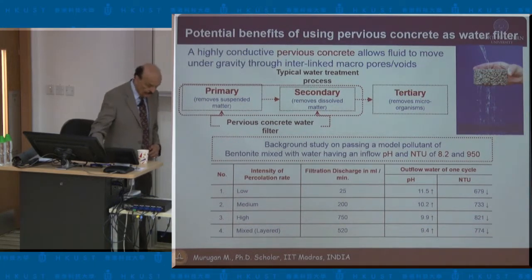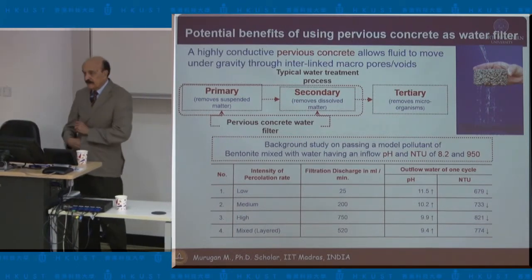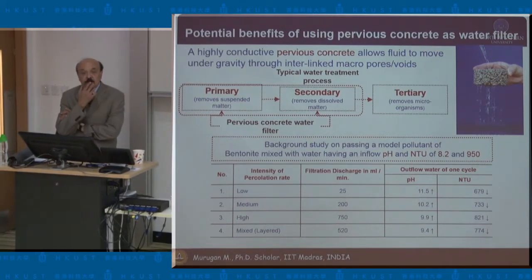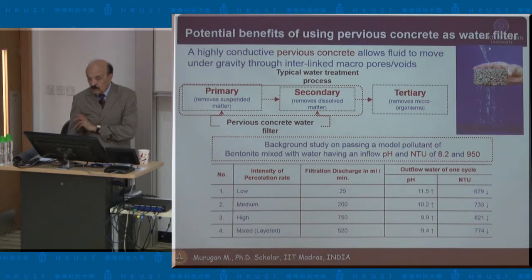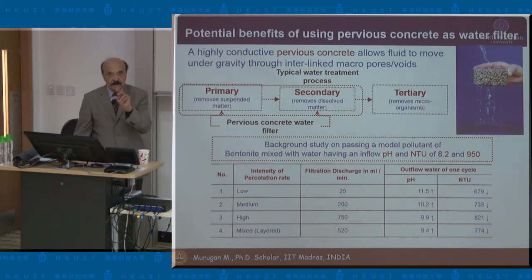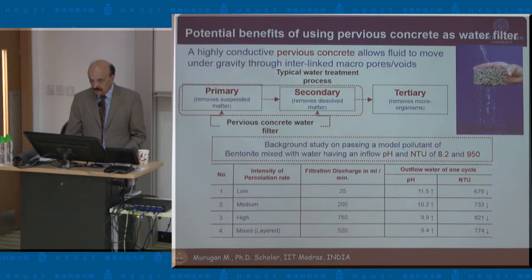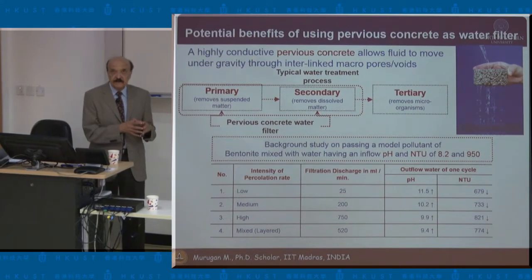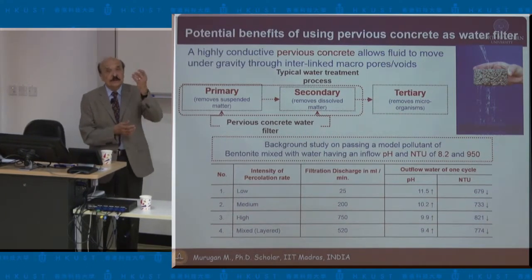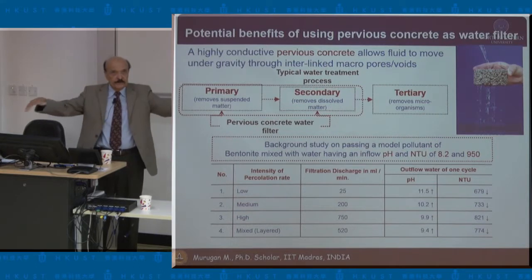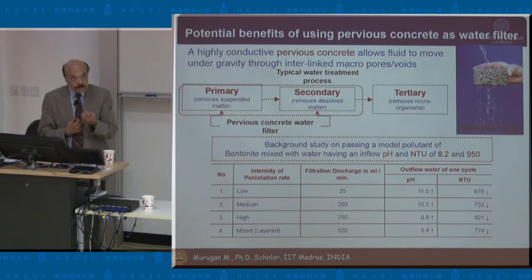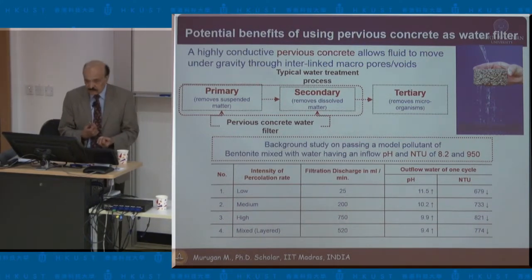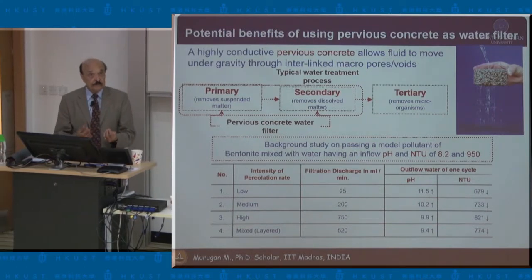Then I saw some very interesting work, graphene oxide. I don't know how many of you are familiar with pervious concrete. Pervious concrete is concrete made with upgraded gradation, if you will, so the water flows through. For pavement, if the pavement is solid, the water runs off and doesn't go into the soil. Here the water goes back to the soil, back to the water table, and it's also somewhat purified.